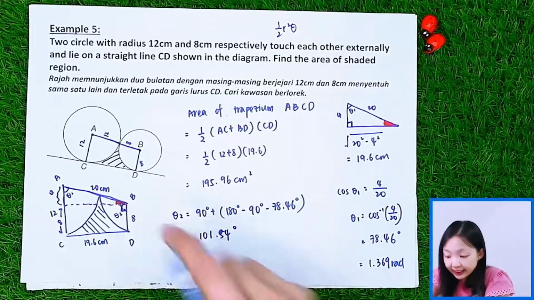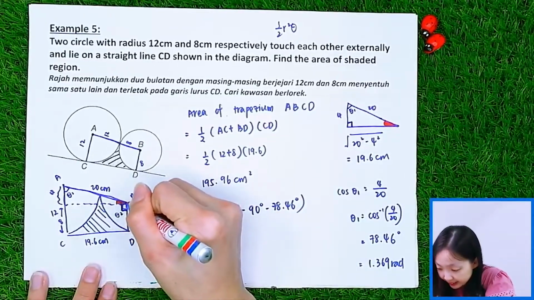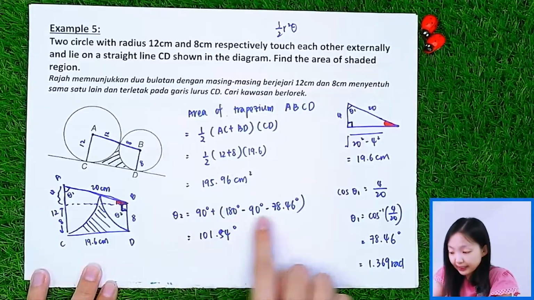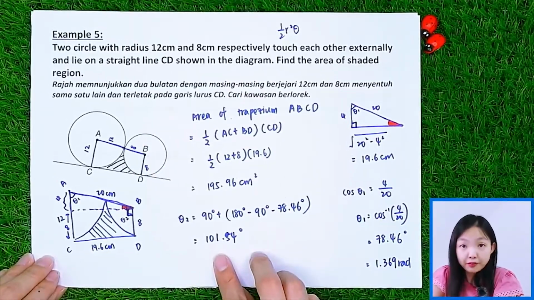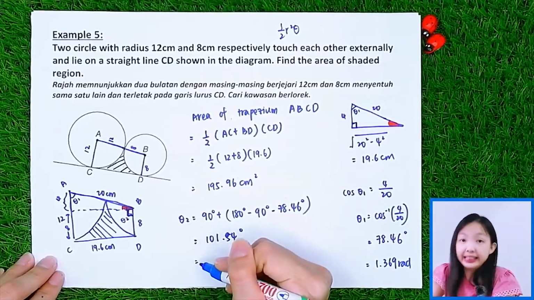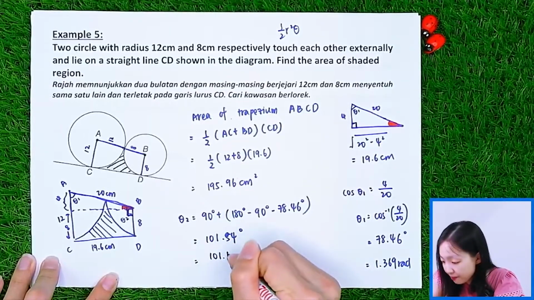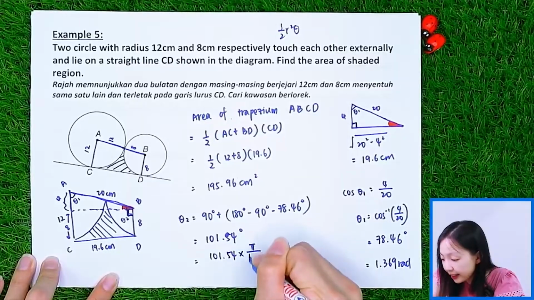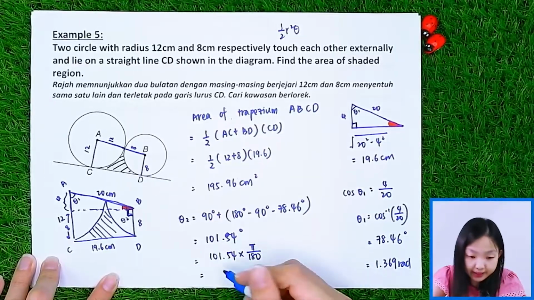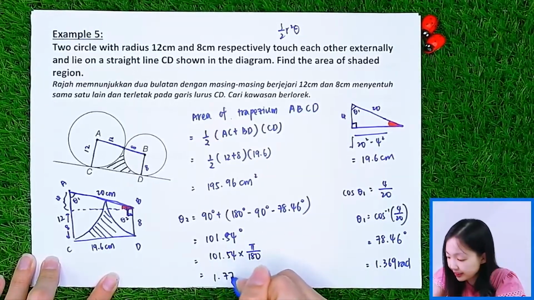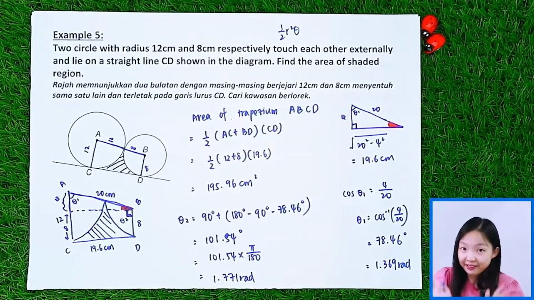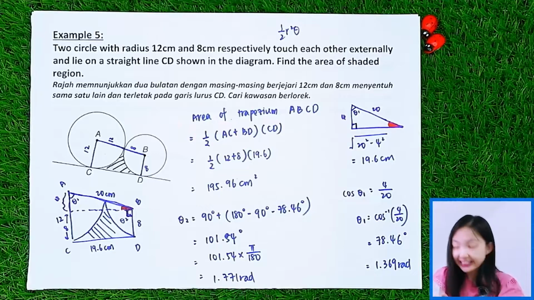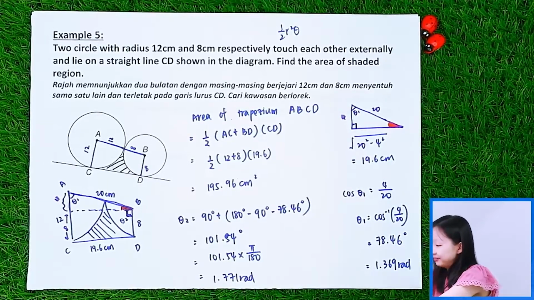Why do I add the 90? Because here is the 90 degrees. 90 plus this small little one, then I will get 101.54. But I want it in radian form. 101.54 times pi over 180, I will get my answer of 1.771 radians. After you get these two values, can you find the area of the sector? Yes, we can find the area of the sector.